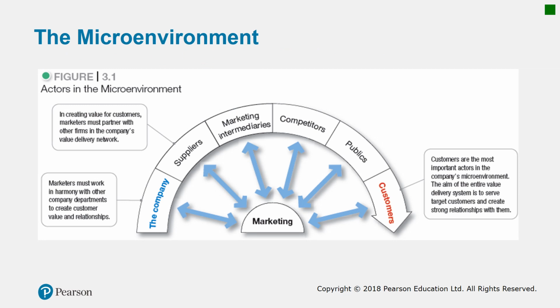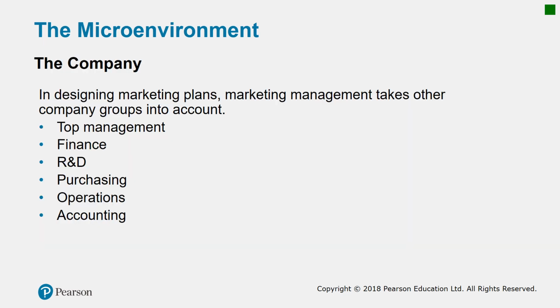These are the actors in a micro environment. So you can see we have the company, then we have the suppliers, marketing intermediaries, competitors, publics, and the customers. So in total, we have 6 actors in the micro environment. So what is the first actor of micro environment? It talks about the company. This is the departments within the company.